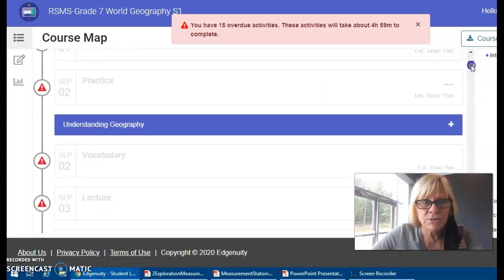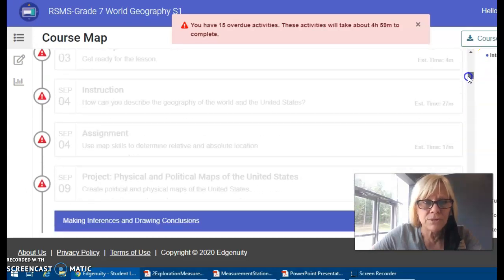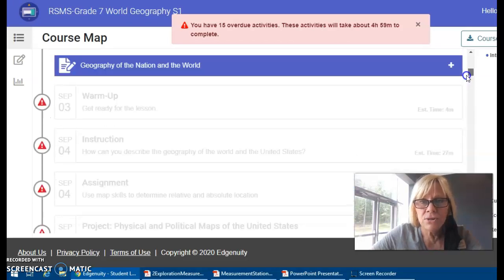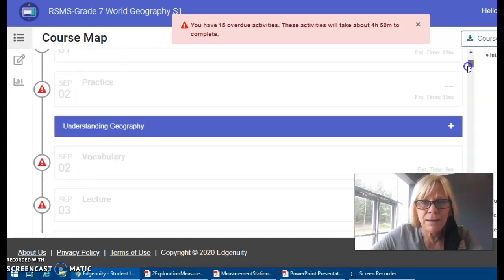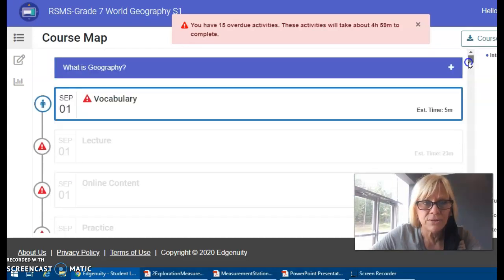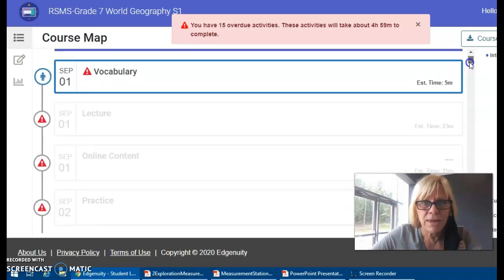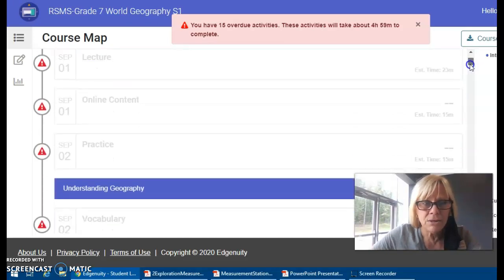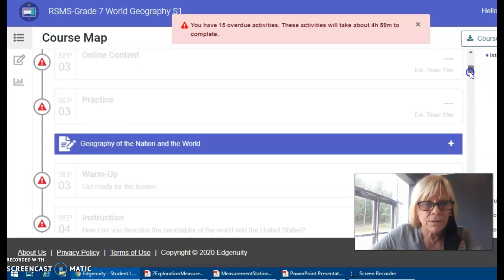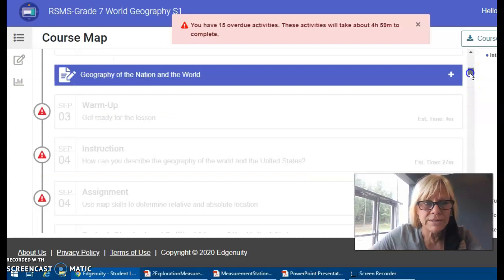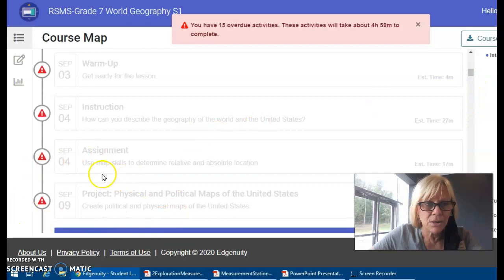In order to see what's coming for the month and even later in the class, you can just scroll down right here. The assignment that we have been talking about these last couple days through emails, the geography assignment that you needed to do with a map, comes here when you get to this unit, which is geography of the nation and the world. As you scroll down, you're going to see that assignment pop up right here.